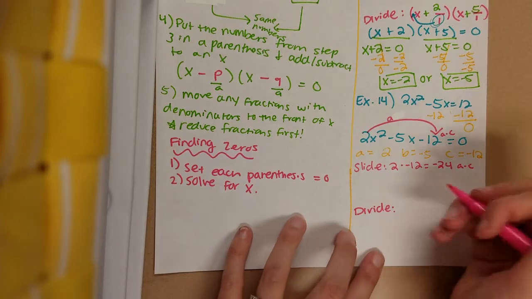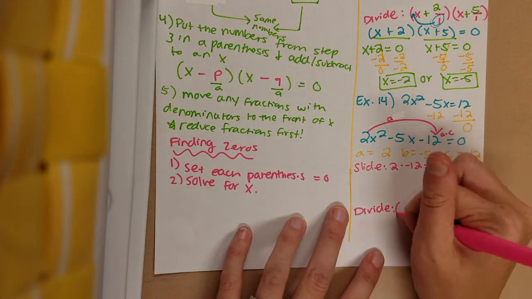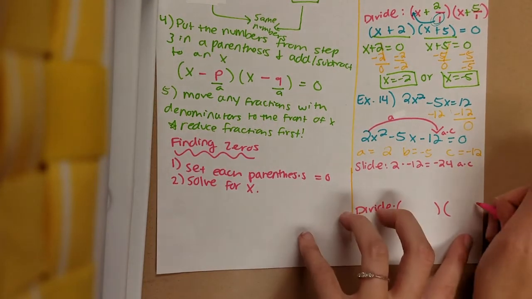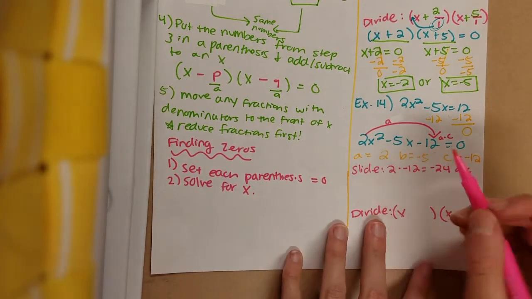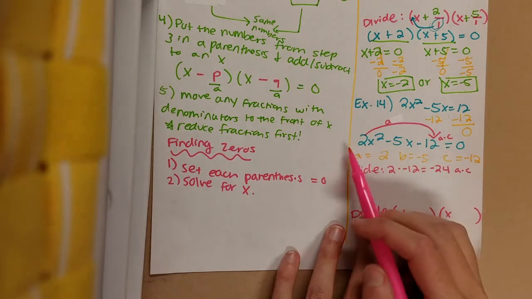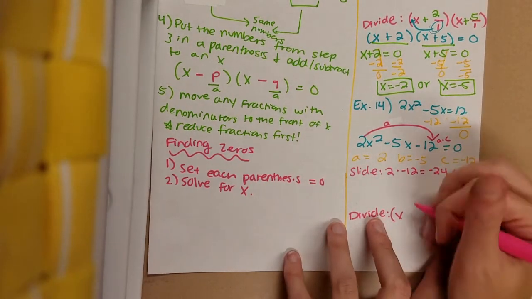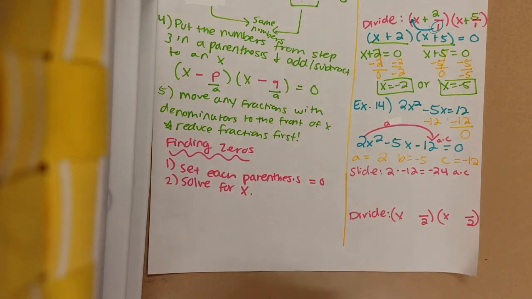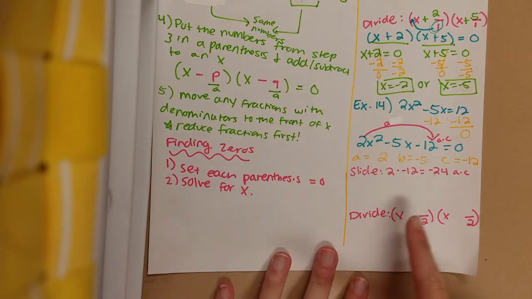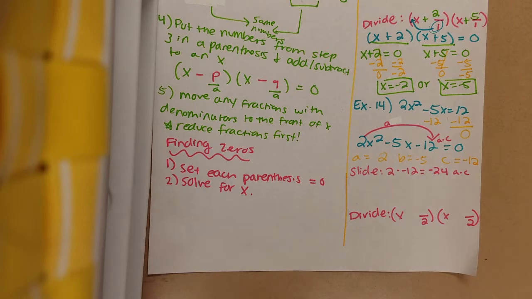So we're going to set this up so we don't forget. So this answer, we'll have 2 parentheses with an x, and eventually we're going to divide by whatever we slid over. So since we slid over the 2, we'll be dividing by 2. Slide and divide. Now I need to figure out what numbers go in my parentheses.